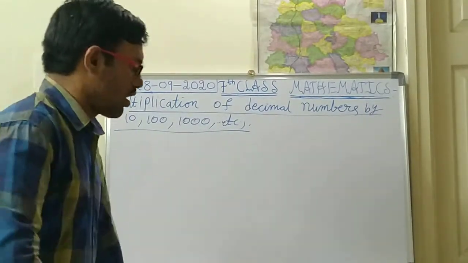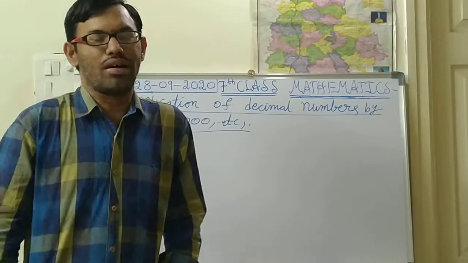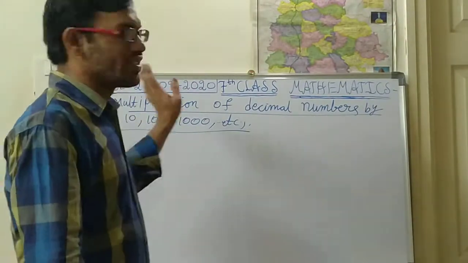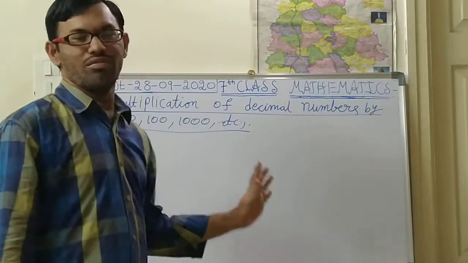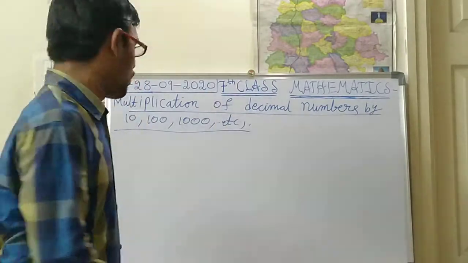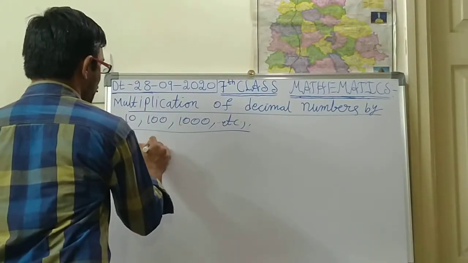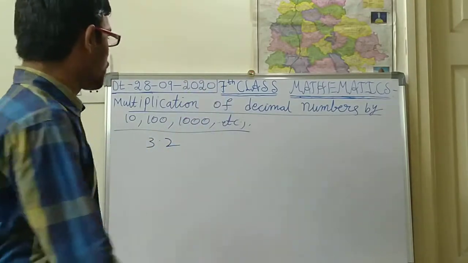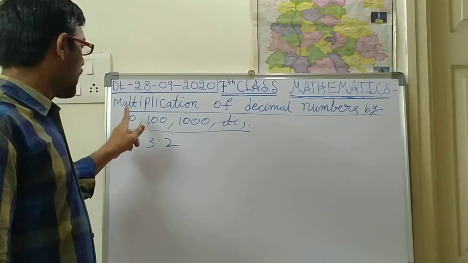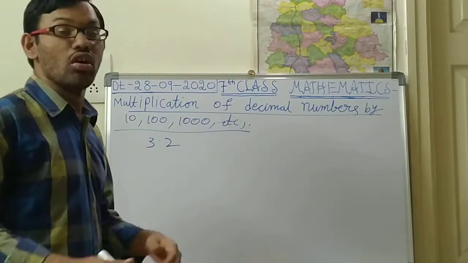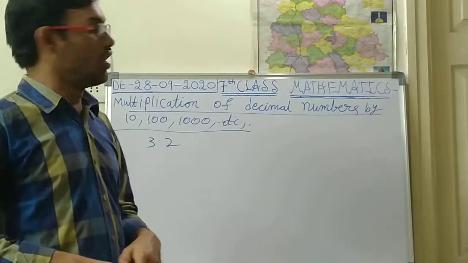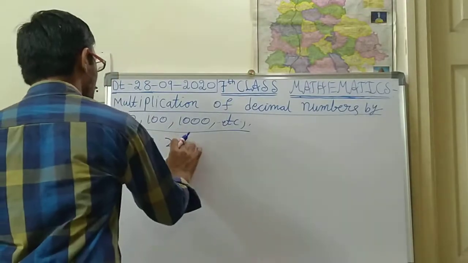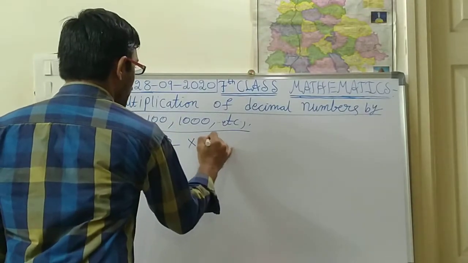How can we do the multiplication with 10, 100 and 1000? This is very easy, children. Within a fraction of a moment you will be able to understand. Suppose you take any decimal number, 3.2. If you multiply it with 10, 100 and 1000, what will happen? That is only our today's topic. So 3.2, suppose you are multiplying with 10.